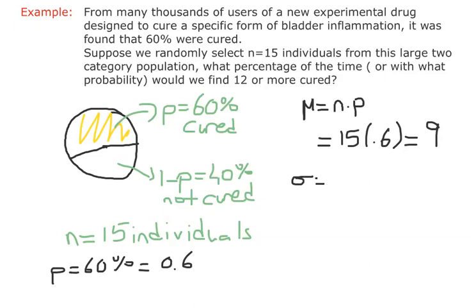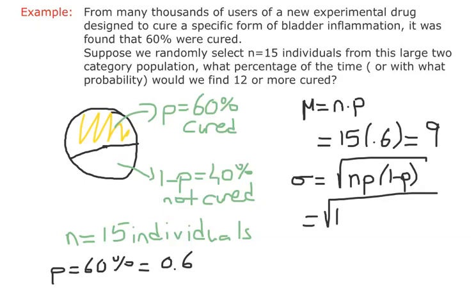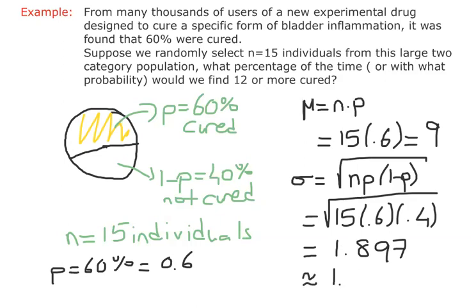What about the standard deviation? The standard deviation can be calculated as the square root of n times p times 1 minus p. Our n is again 15, p is 0.6, and 1 minus p, which we already talked about, is 40%, which means 0.4. When we do this calculation, we get something like 1.897, and if you want to approximate this, it's going to be 1.9.